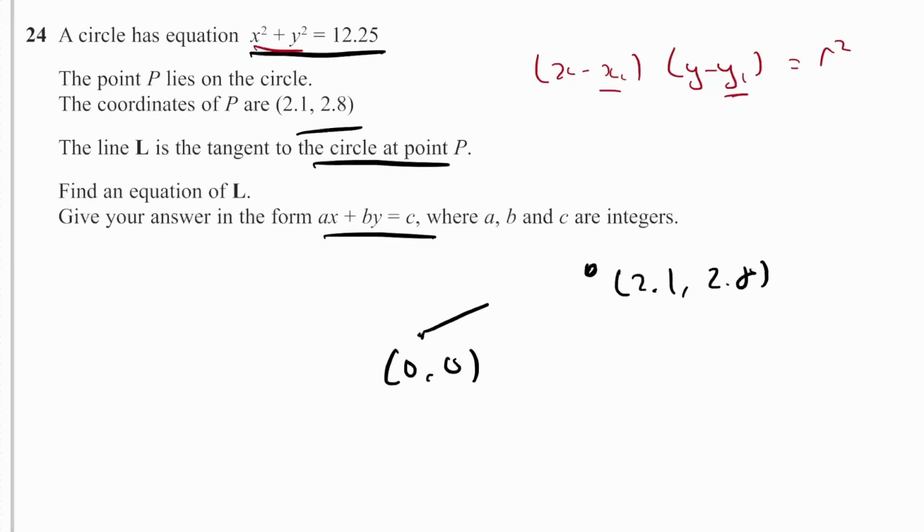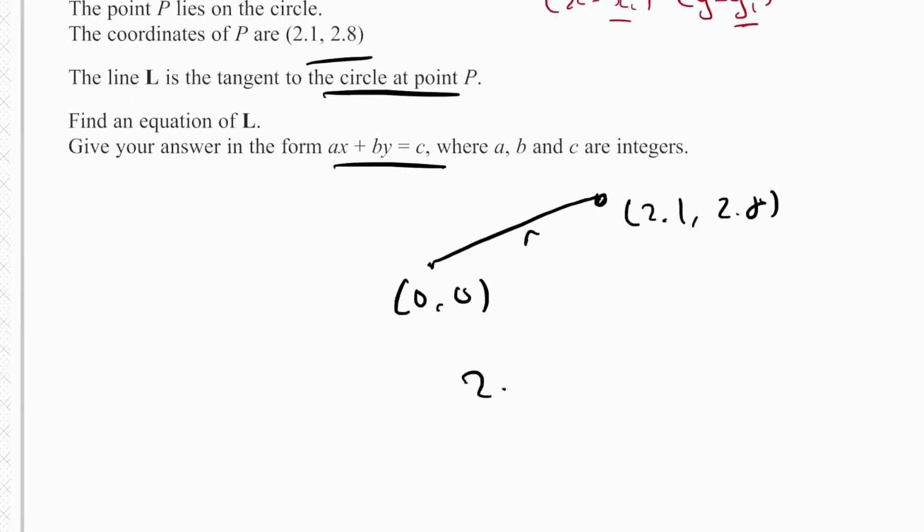And so if we work out what, we'd have a radius over here, and we can work out the gradient of this radius, okay? So to do that, we just do the difference in y over the difference in x. So 2.8 minus 0 over 2.1 minus 0, and this should give you 4/3. So your gradient here is 4/3.